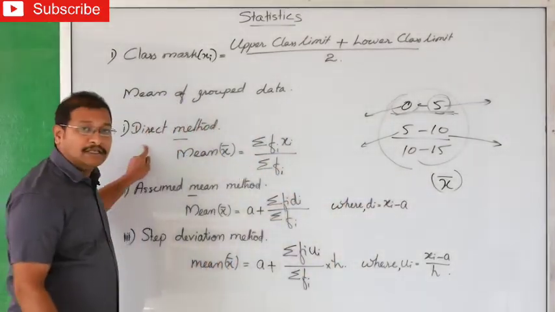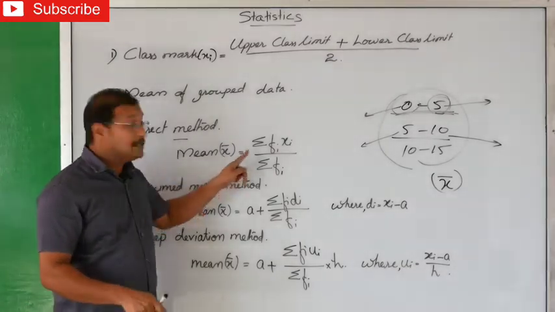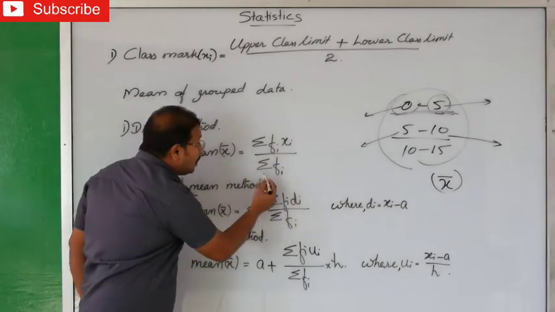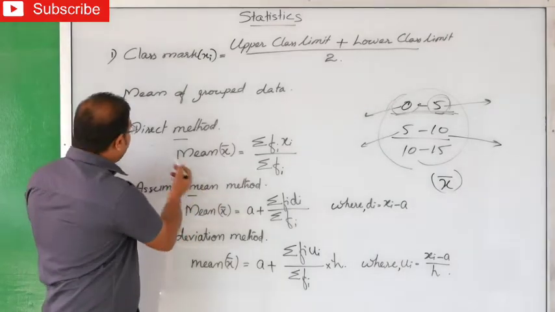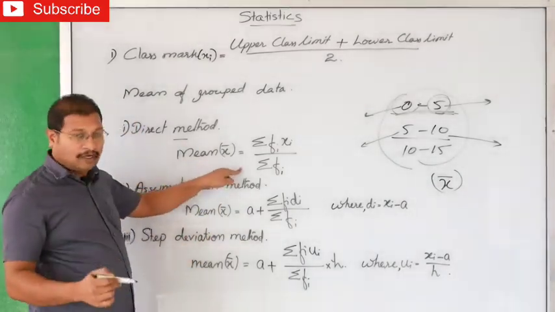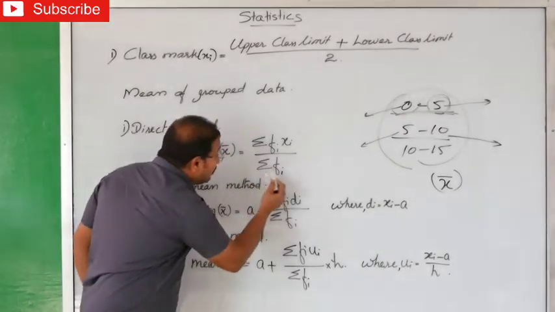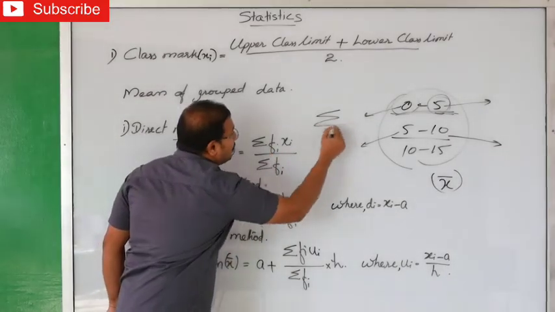So, the direct method to find the mean: x bar equals sigma fi xi by sigma fi. How to read this? Sigma means summation. Say one more time: direct method, mean x bar equals sigma fi xi by sigma fi. You should know how to read this symbol sigma.